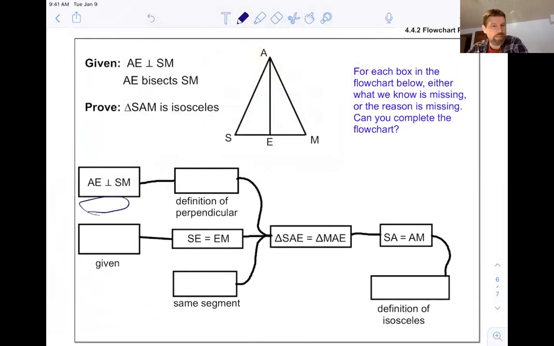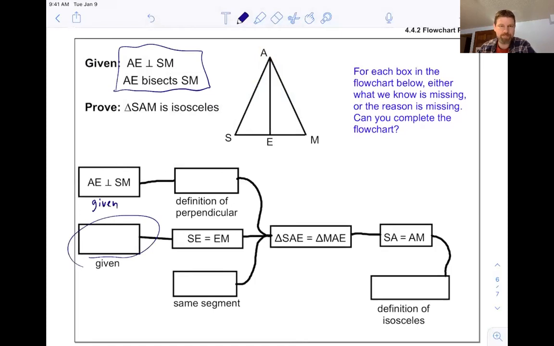There should be something there. Again, that is the reason I know this is true. So why do I know AE is perpendicular to SM? Well, that was one of my givens. Remember in a two-column proof, we normally list our givens first? Same for a flowchart proof. I know that's true because it was given. What do you think is going to go there? Yep, my other given. AE bisects SM.